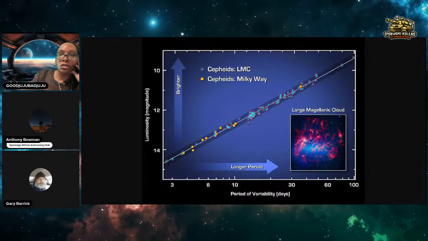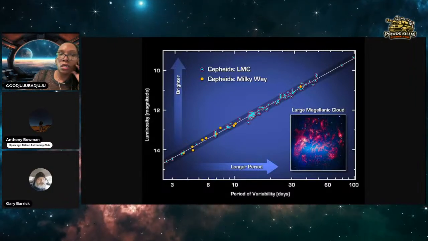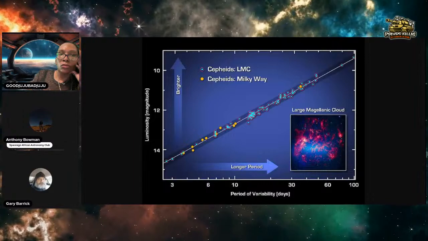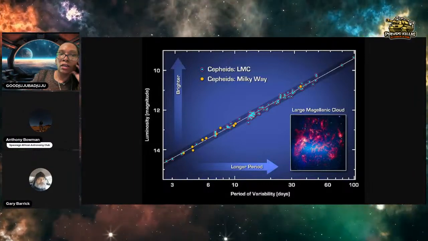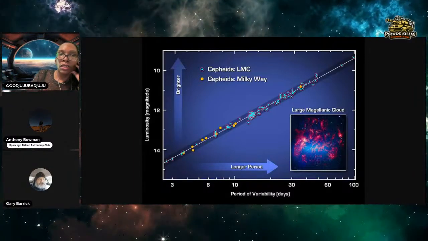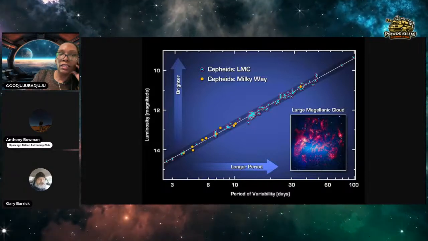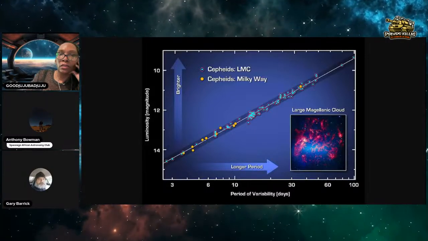It's a dope chart, I think, because it breaks down the luminosity of each star, calculating its brightness, and then at the same time telling you the days.